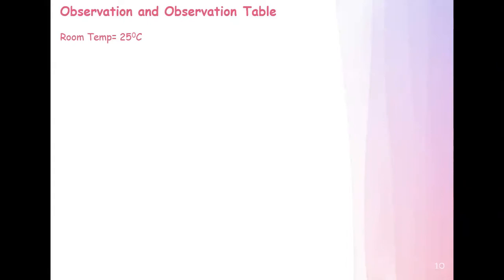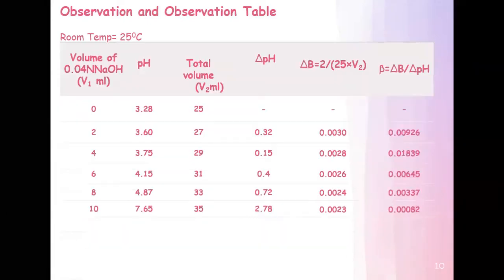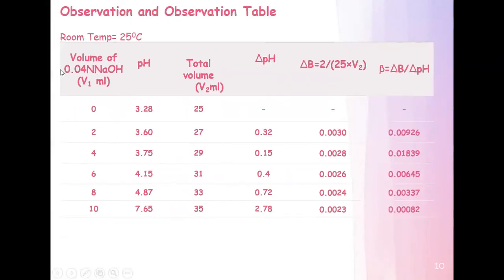Observation and observation table. Room temperature is 25 degrees centigrade. Here we have to prepare an observation table. First, the volume of 0.04 normal NaOH. Then pH, total volume, that is V2 ml. Then delta pH, delta B, and beta value.